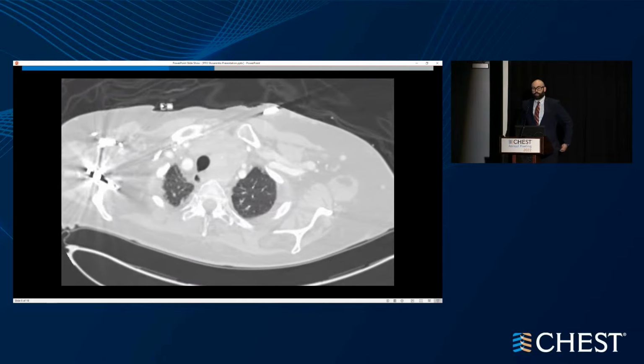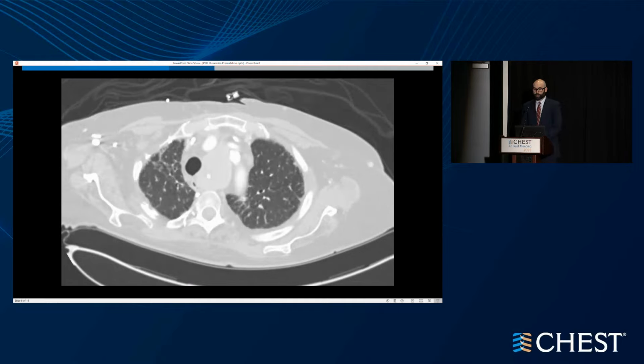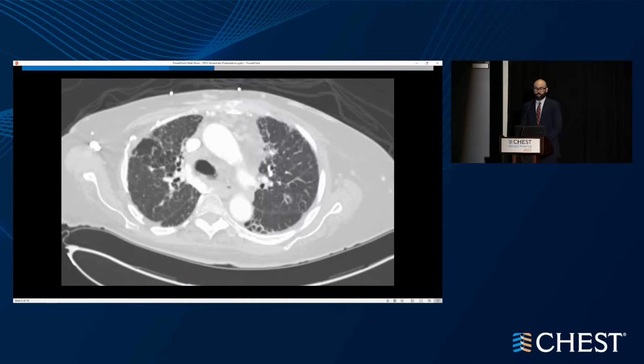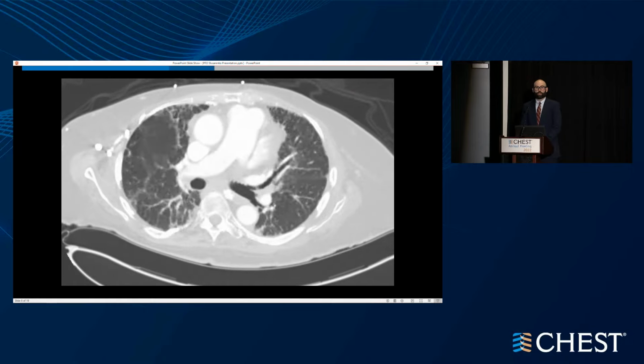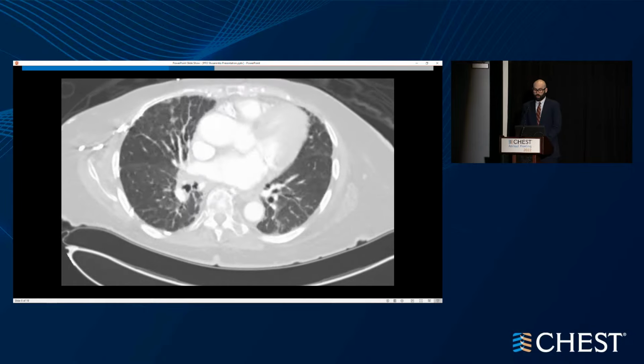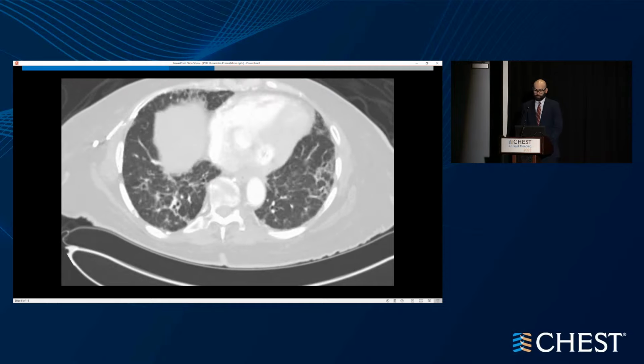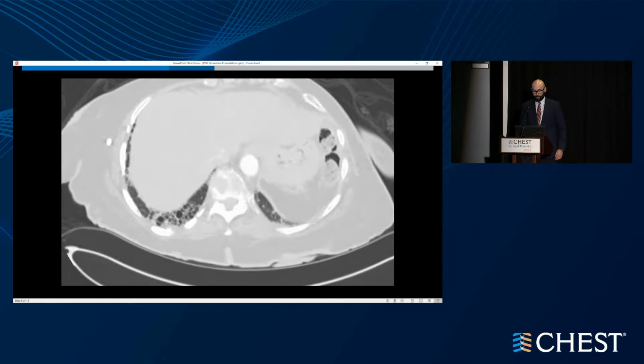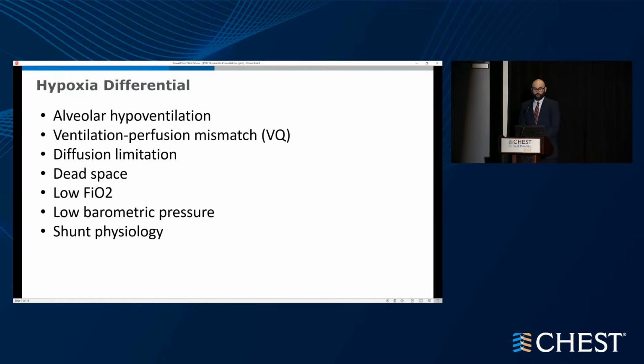During her admission, we did a CT angiogram to evaluate for her cause of hypoxia. No PE was noted. She did have consistent reticular changes, nodularity, bronchiectasis, and some honeycombing consistent with her prior films. So to investigate her condition, we looked at the differential for hypoxia. The differential includes alveolar hypoventilation, ventilation perfusion mismatch, diffusion limitation, dead space, low FiO2, low barometric pressure, and shunt physiology. We worked our way through our differential, and we were left with one option, shunt physiology.